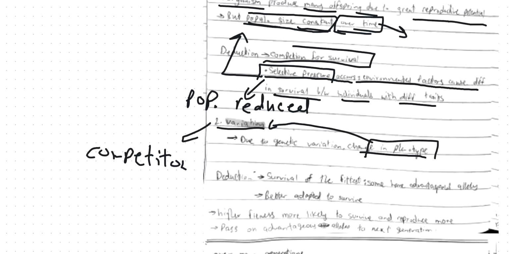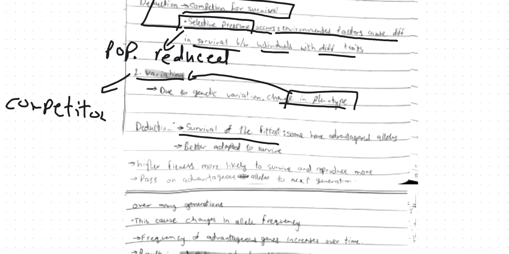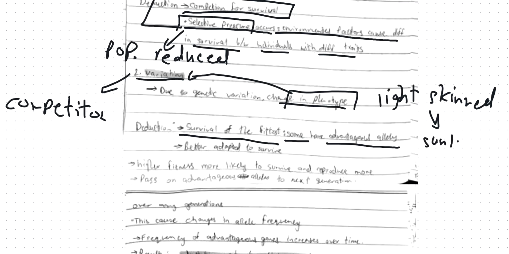So there is a theory called survival of the fittest, which says that some species have advantageous alleles. For example, some people are more light-skinned, and this will have a different effect on the sunlight that you absorb. So if you are more dark skinned, this means that you'll absorb more sunlight. So this is just an example, but what this causes is some people are more adapted to survive than others.